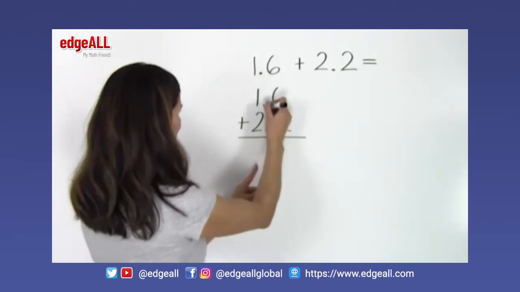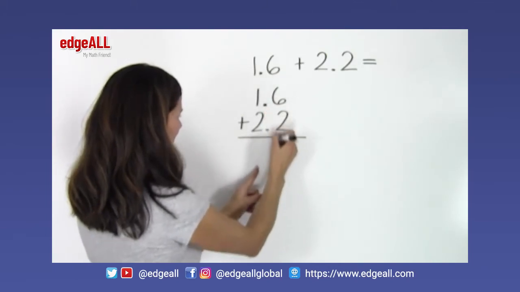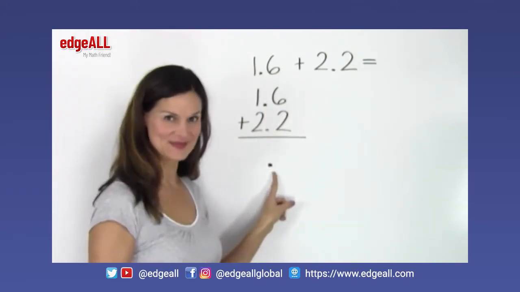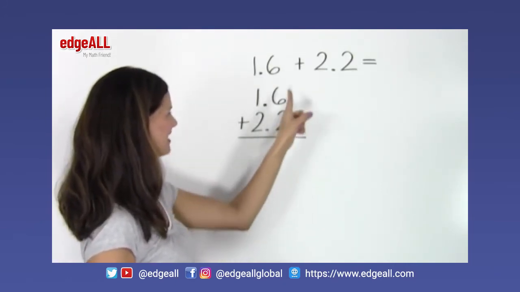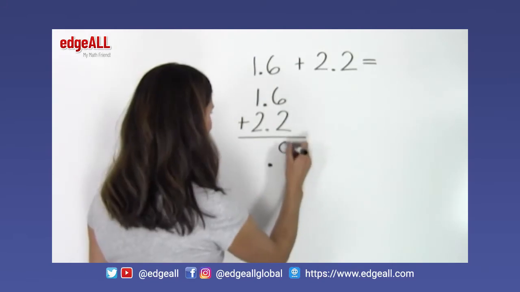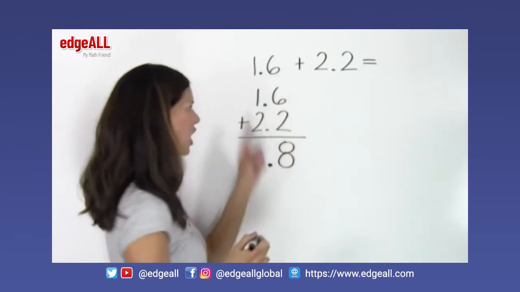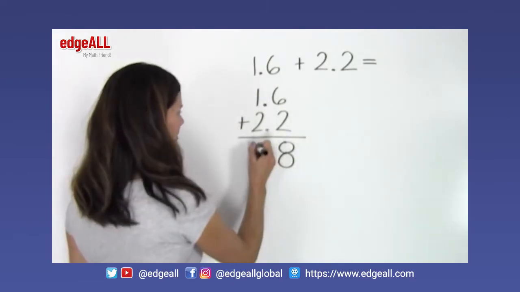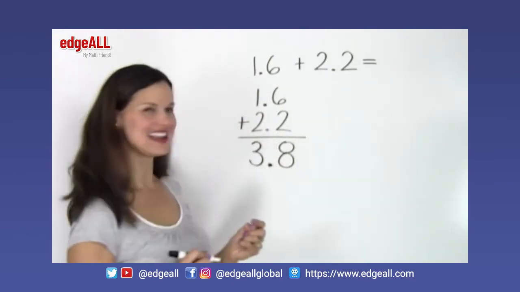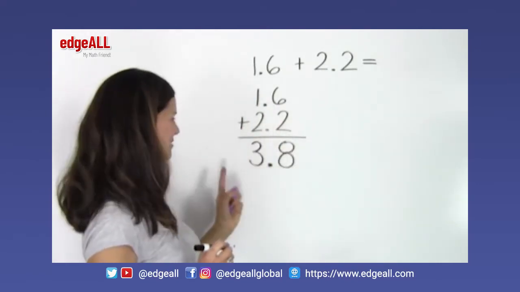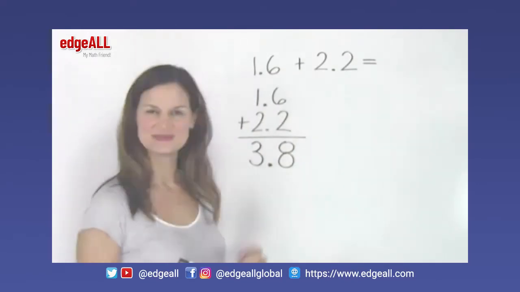So I can bring my decimal point, they're lined up right here, and I can bring my decimal point right down here to the answer. So now I just do the math. 6 plus 2 equals 8, and I write it here just like as if I was solving a whole number problem. And 1 plus 2 equals 3, and I write it right here. So 1.6 plus 2.2 equals 3.8.